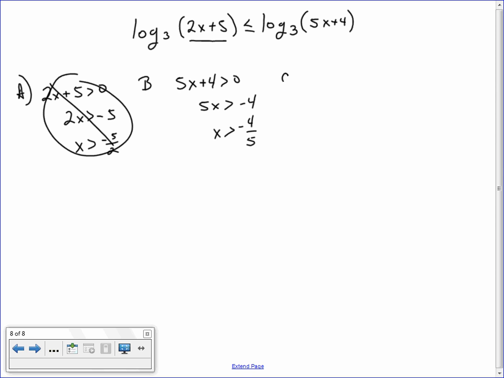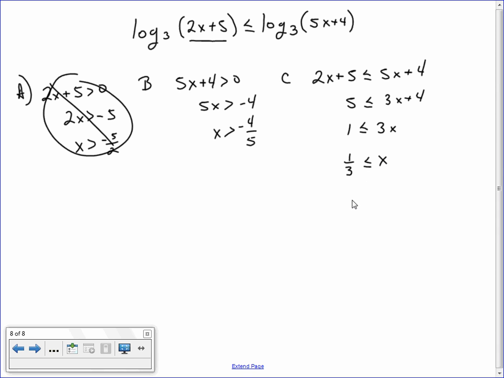Now part C, the overall. I know that 2x plus 5 must be less than or equal to 5x plus 4. Subtracting 2x from both sides, 5 has to be less than 3x plus 4. Subtracting 4 from both sides, 1 has to be less than 3x. Dividing both sides by 3, 1/3 is less than or equal to x.